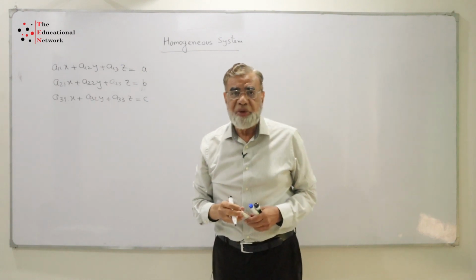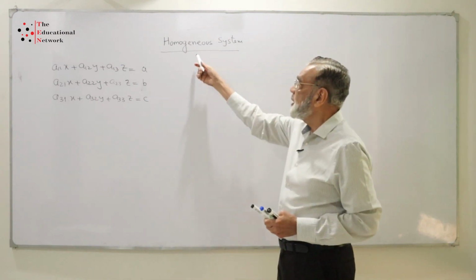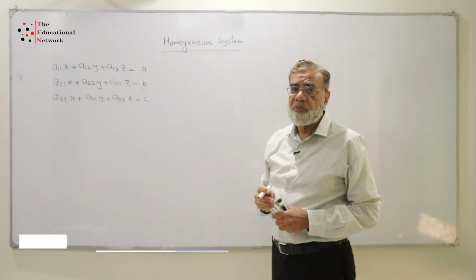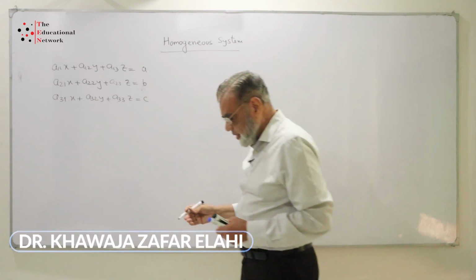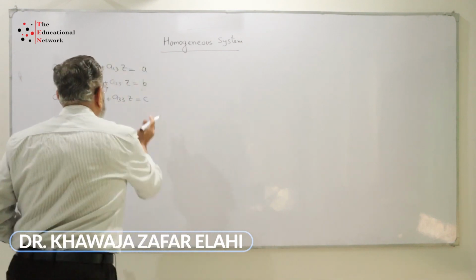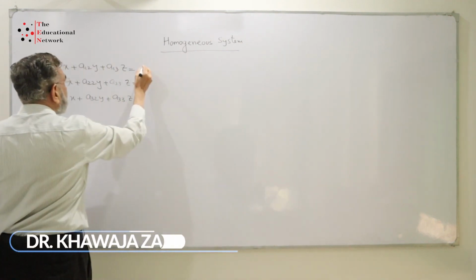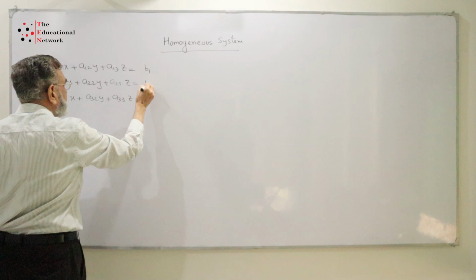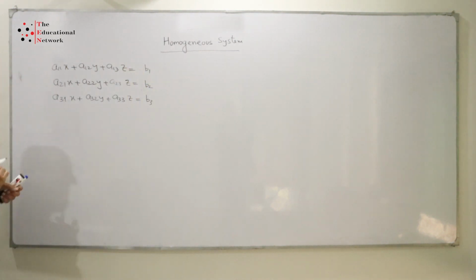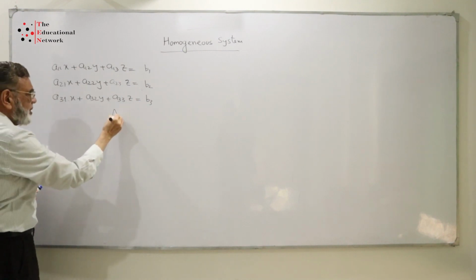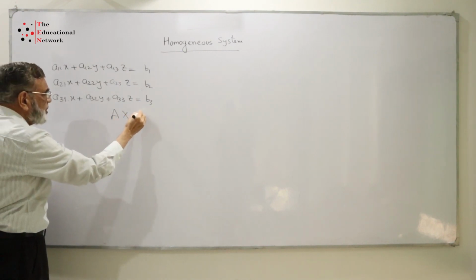We're going to start the new lesson, and our new lesson is about the homogeneous system, or system of homogeneous equations. So we have our general definition for the system of equations, where b1 is constant, b2 is constant, b3 is constant. This is our general definition. In matrix form, we write Ax equal to b.